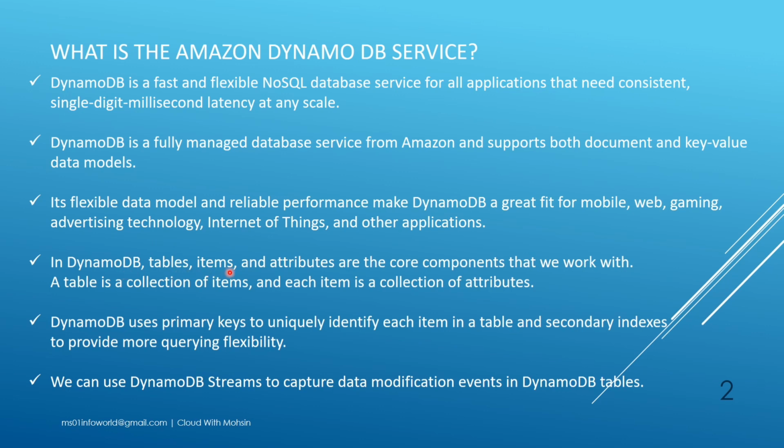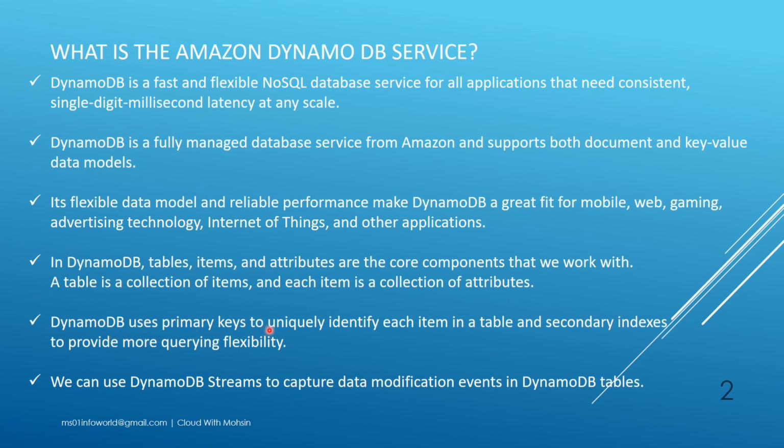In DynamoDB, tables, items, and attributes are the core components that we normally work with. A table is nothing but a collection of items, and each item is a collection of attributes. So a group of attributes will form an item, and a group of items will form a table. We'll learn that with an example in the next slide.